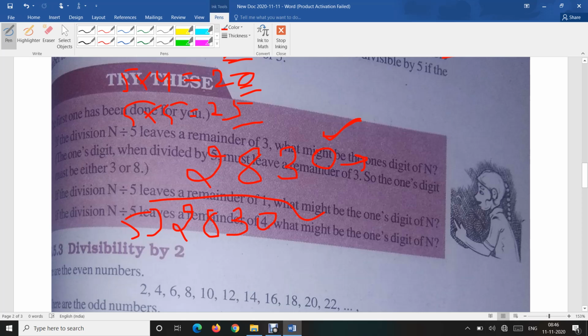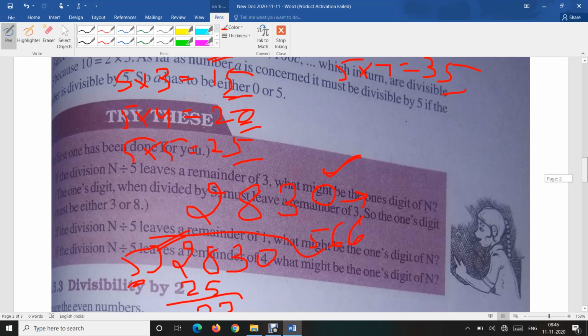We know that 5 fives are 25, now 3 is the remainder. Now 30, 5 sixes are 30, 0 is the remainder. That means 2830 is a number which is divisible by 5. Hope you understand this also.